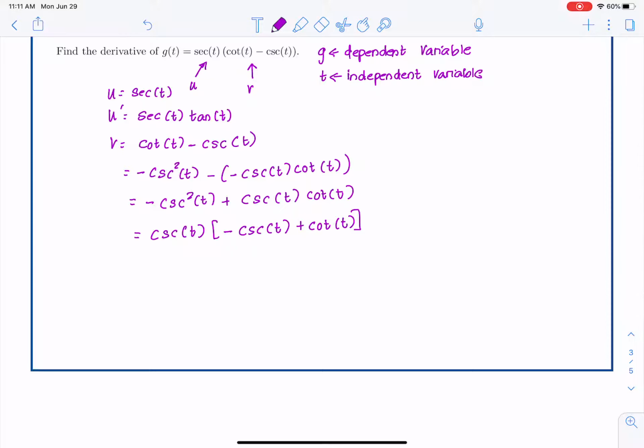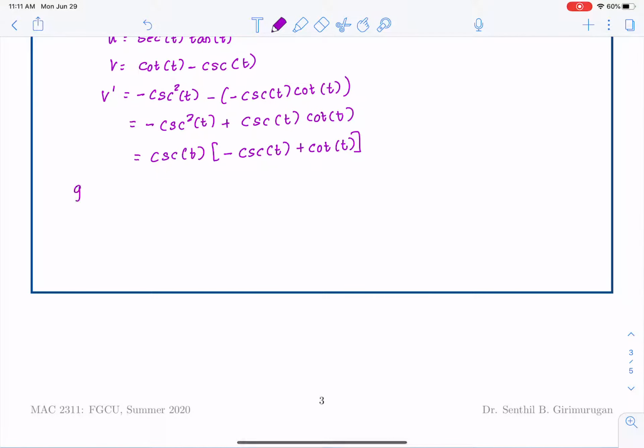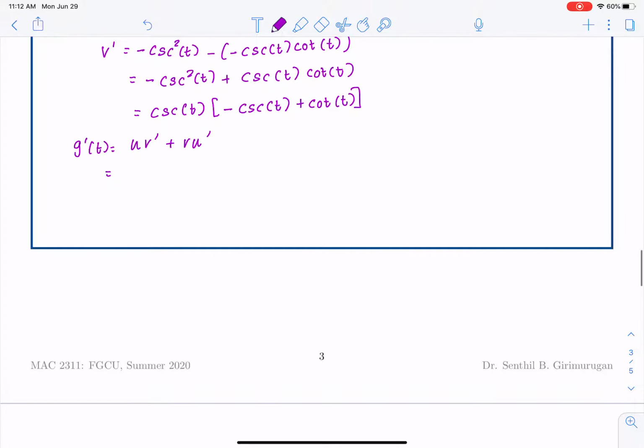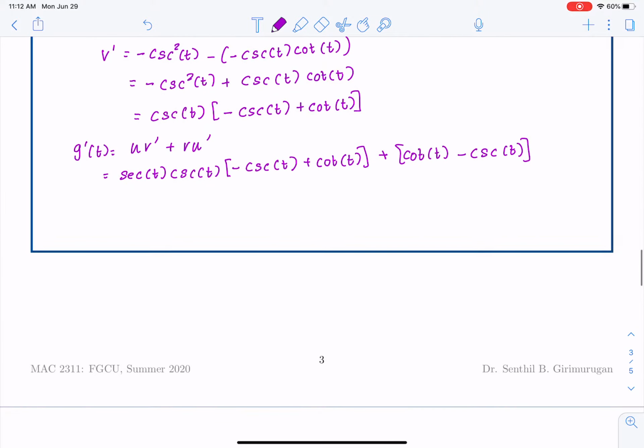Now I could use the product rule. That would be v prime. g prime of t is equal to u v prime plus v u prime. u is secant t. v prime is cosecant t times negative cosecant t plus cotangent t, plus v, which is cotangent t minus cosecant t, multiplied by u prime, which is secant t times tangent t.